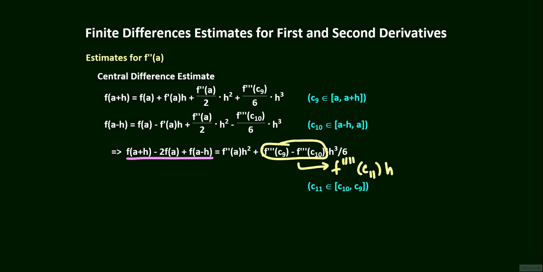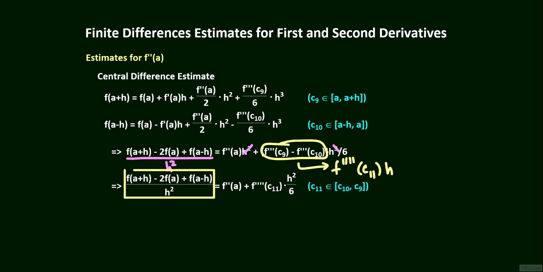We divide everything by h squared. We get f of a plus h minus 2 times f of a plus f of a minus h all over h squared equals f double prime of a plus the error term of order h squared. And we have a central difference estimate for f double prime of a with an error of order h squared.